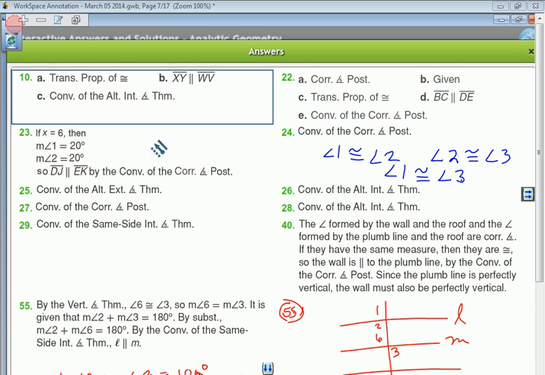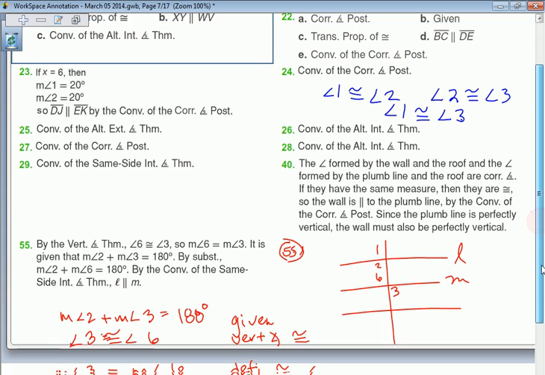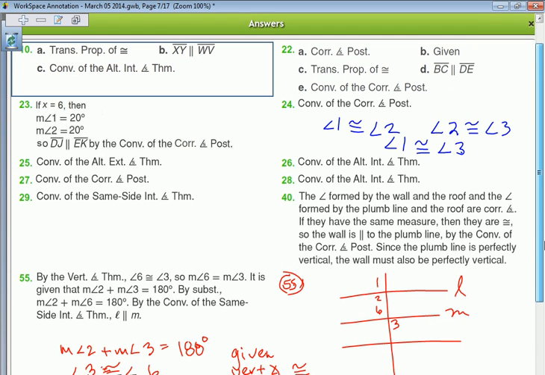Okay, homework. HW. Take a look at your homework. See if you have any questions. I have number 55 worked out.